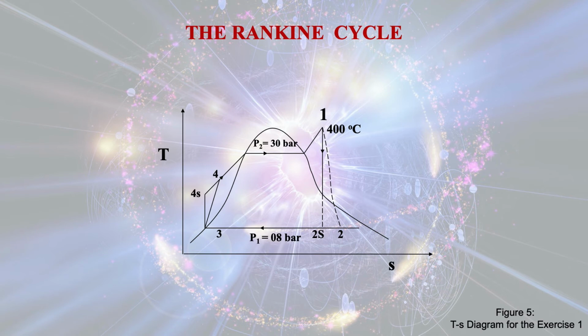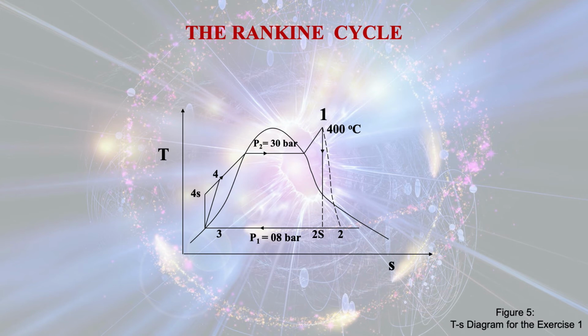Now here the initial pressure is 30 bar and temperature is 400 degrees centigrade, and 2 is the actual exit from the turbine, and 2S is the isentropic exit from the turbine. So once you know H1, S1 at the point 1 at the exit point, and for an isentropic process, we can write that S1 is equal to S2S. Now S1 you can get from the steam table, and H1 you can also calculate from the steam table.